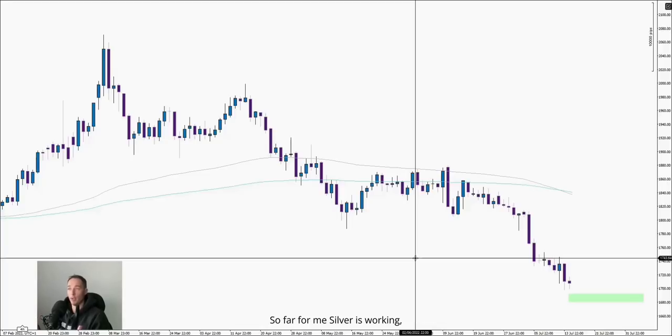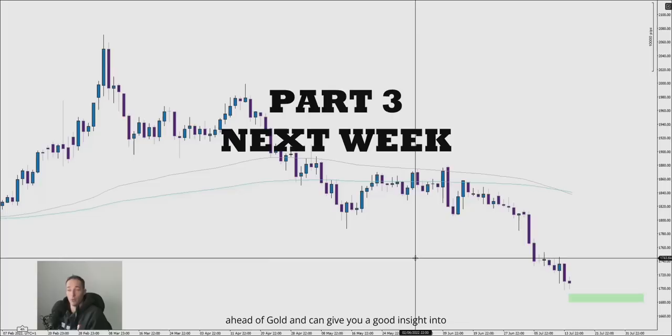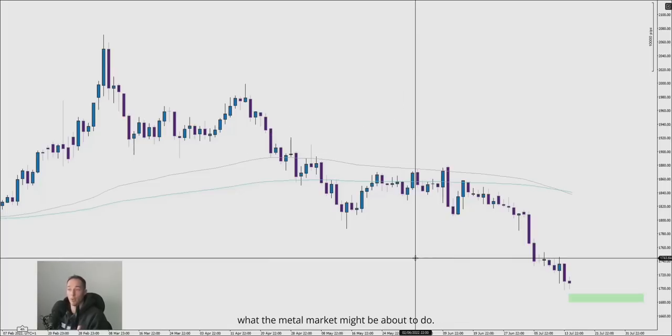So far for me, silver is working, but gold is slightly behind, so it's not the perfect lineup we want, but it also demonstrates the case that I was saying, that silver is often ahead of gold and can give you a good insight into what the metal market is about to do.